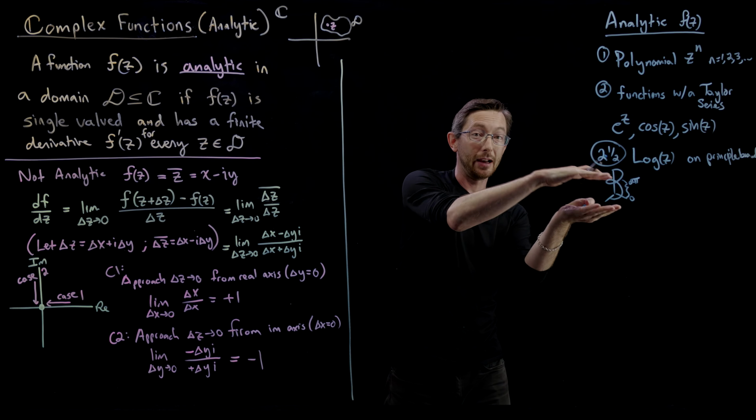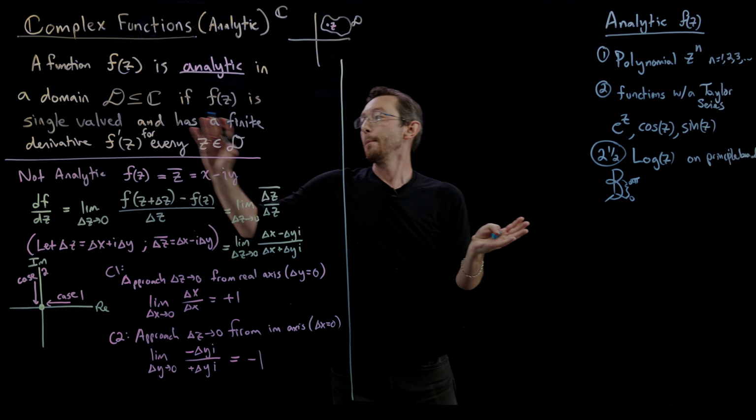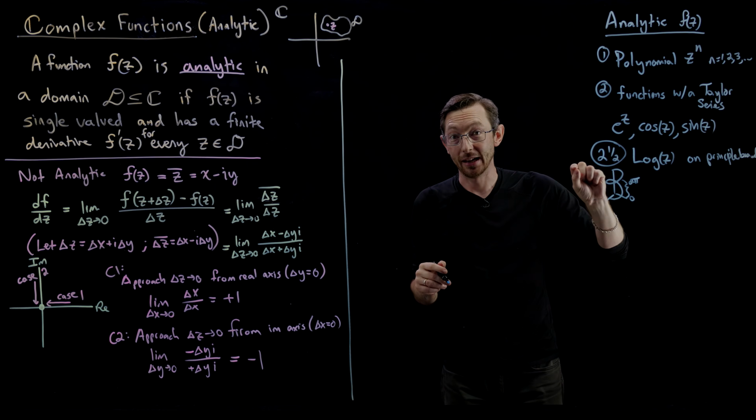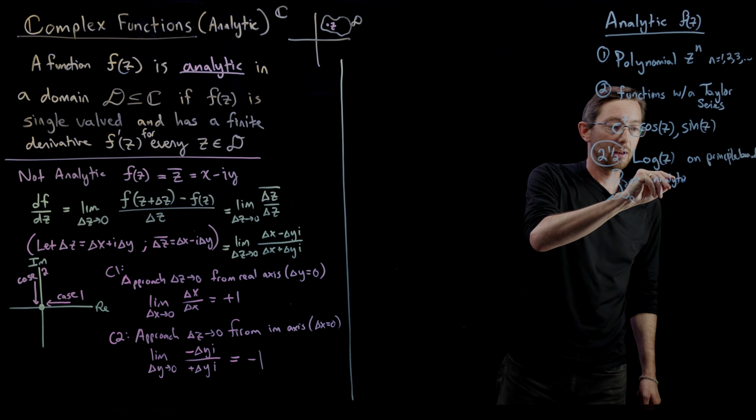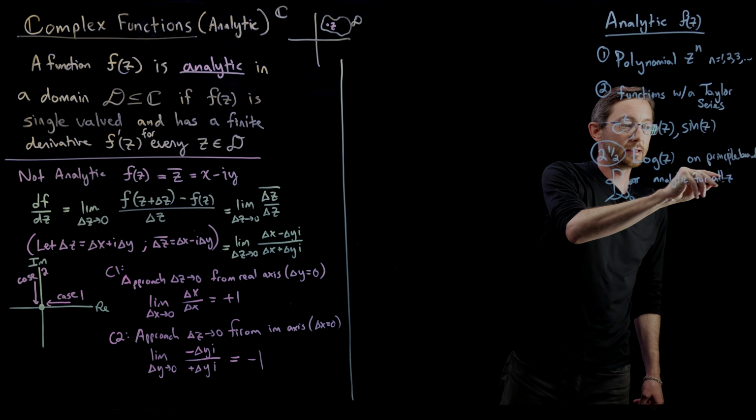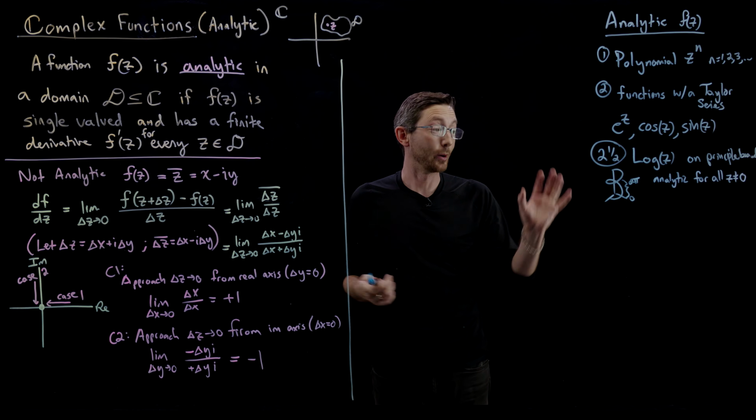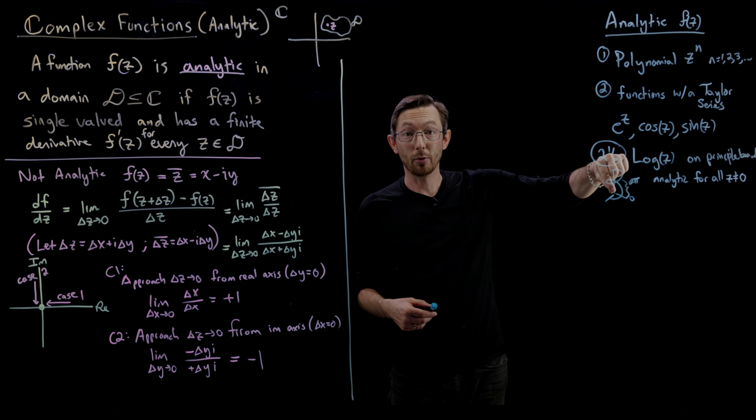So if I only define the log of z on that principal branch, then that is actually analytic everywhere except at z equals 0. So this is analytic for all z not equal to 0. Okay, so it's analytic almost everywhere. It's not an entire function. It does have this weird non-analytic point at the origin.